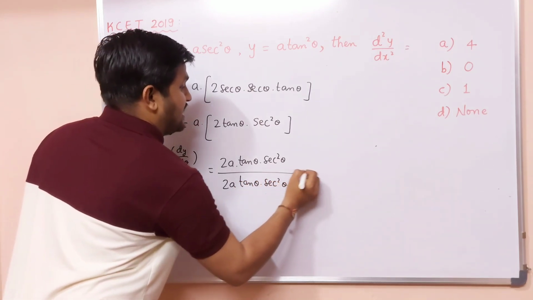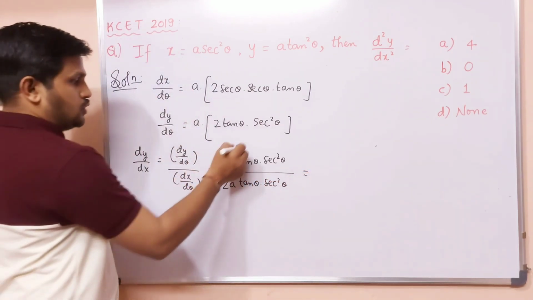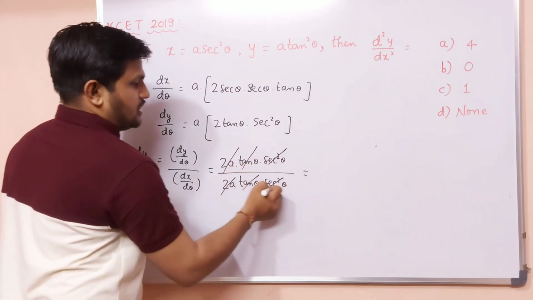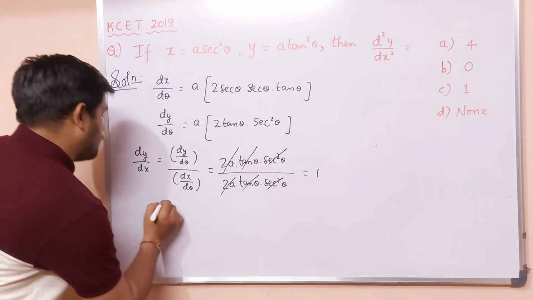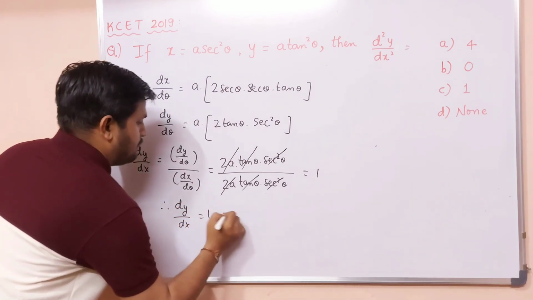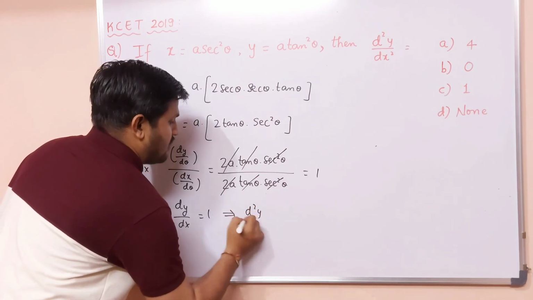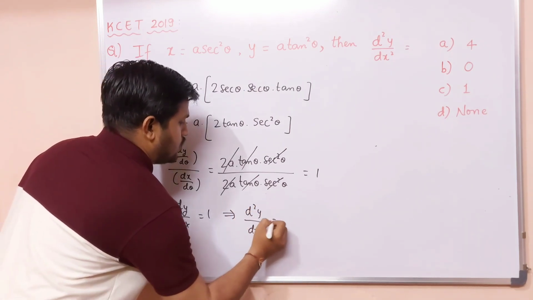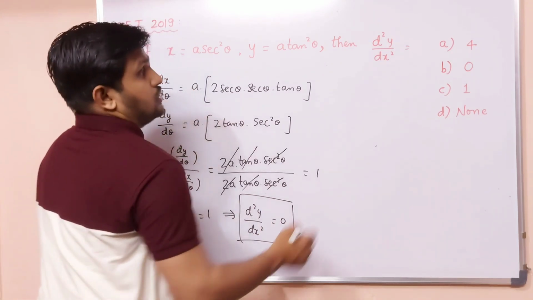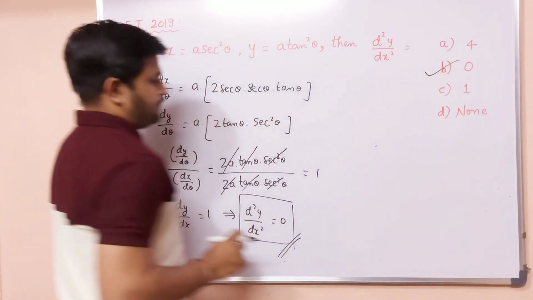So therefore what is your dy by dx? 2a cancels, tan theta cancels, secant square theta. So this is 1. So therefore we know the answer: dy by dx is equal to 1. So this implies d square y by dx square is 0, since the derivative of a constant number is 0. Therefore option B is the right answer.